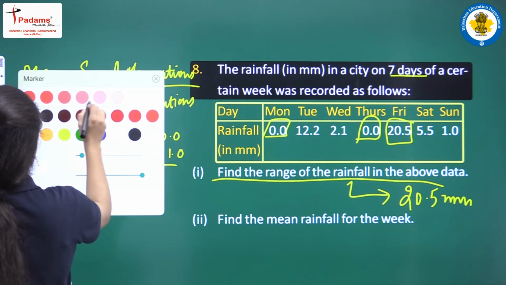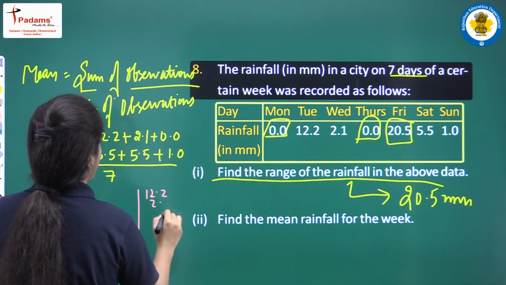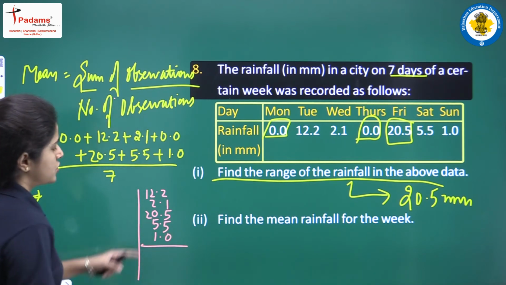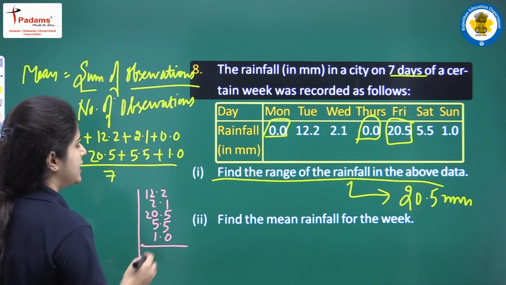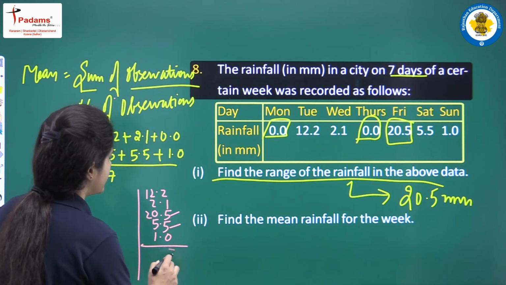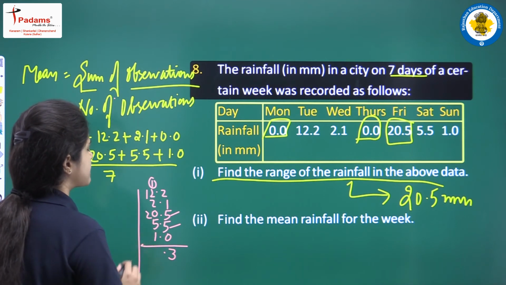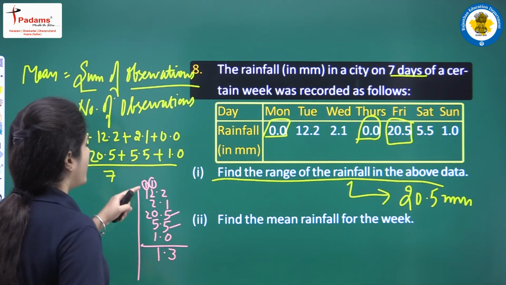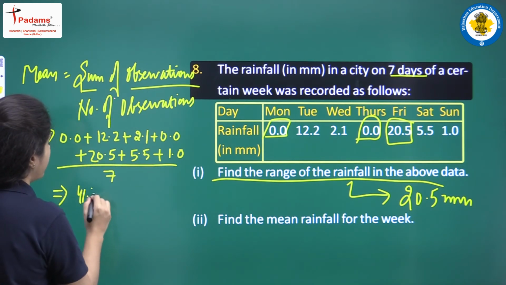Now students will do the sum part. 12.2, 2.1, 20.5, 5.5 and 1.0. Just keep in mind that the decimals should be aligned. Alright students, 2 plus 1, 3, 3 plus 5, 8, 8 plus 5, 13. Okay students, 3 and 1 in the carry. 2 plus 1 is 3, 3 plus 2 is 5, 5 plus 5 is 10 and 10 plus 1 is 11. Okay students, 1 in the carry again. 1 plus 1, 2, 2 plus 2 is 4. Okay students, the sum is 41.3 upon 7.